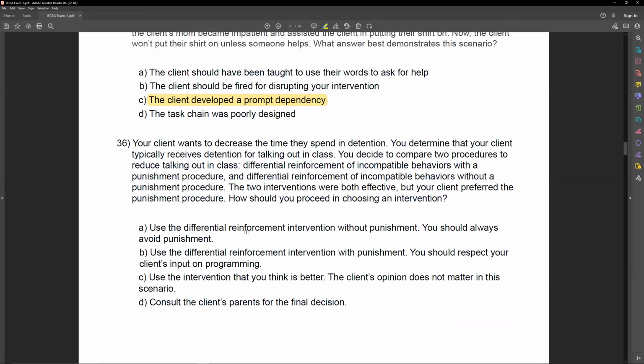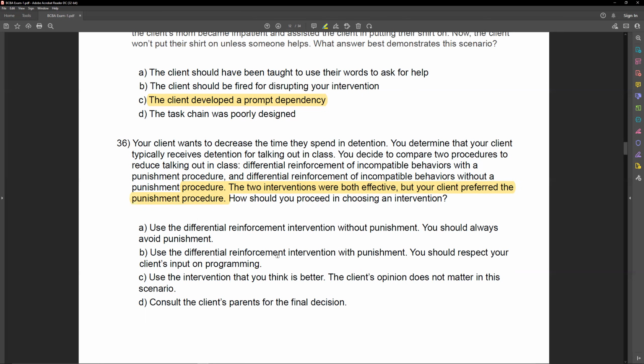All right, long question, a lot of information, okay? What is the question asking? The question is asking how we should proceed based on our knowledge of what? Well, we know the 2 interventions were effective, but our client preferred the punishment procedure. That's the important part of this question, okay? All the other stuff is leading up to this information. So how do we proceed knowing our interventions were effective, but our client preferred the punishment procedure?